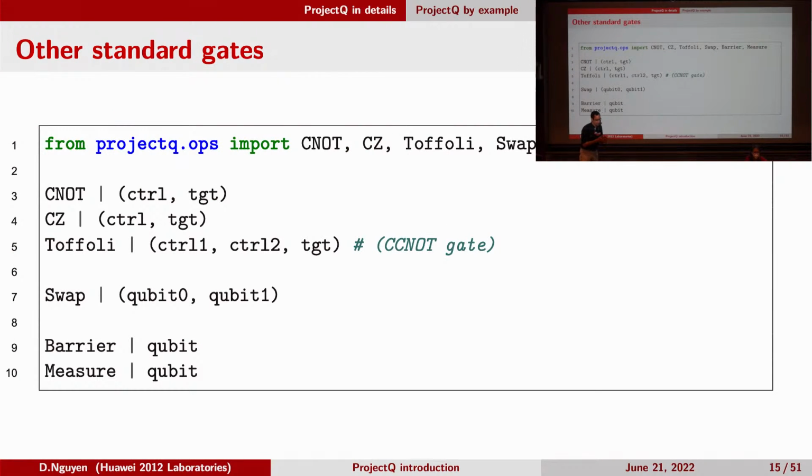Exactly. So then there are also some other gates. So CNOT, controlled-Z, Toffoli, swap, and all that kind of stuff. If you have more than one qubit, typically what you do is you have the control qubit first, and then you have the target qubit. So in the case of the Toffoli gate, which is just a double CNOT if you wish, you have the two control qubits first, and then you have the target. So the order is important.